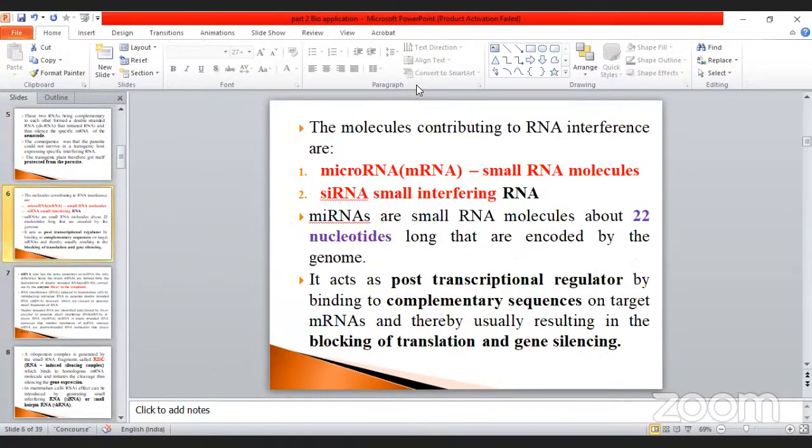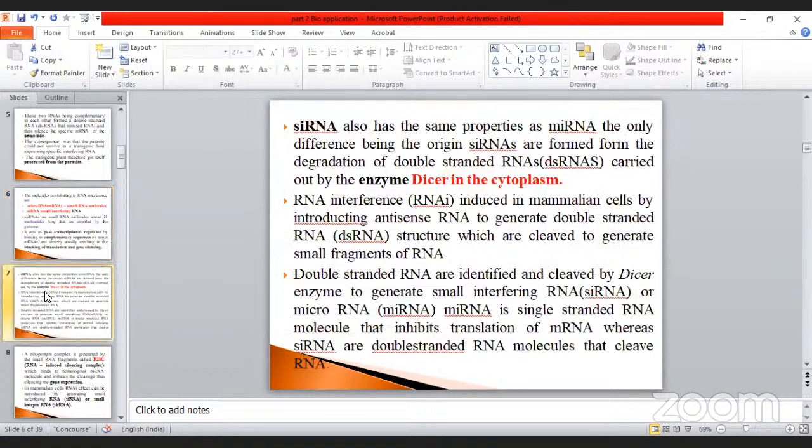So what is the main use of this? First of all, you should note it. There are two types of interference sources. One is called microRNA, or miRNA, a small RNA molecule. The other is siRNA, small interfering RNA. The miRNA has about 22 nucleotides and is a post-transcriptional regulator, blocking the translation of the gene, silencing it. Already we discussed that part. And the siRNA is also active with the help of an enzyme called Dicer.